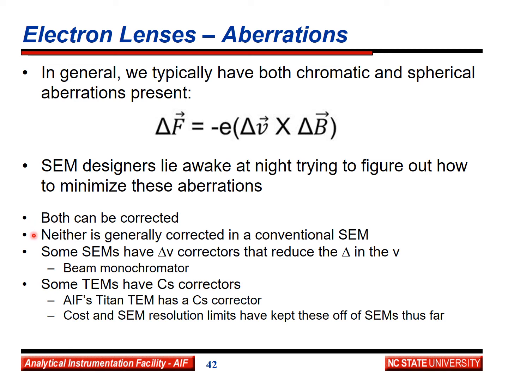Neither is generally corrected in a conventional SEM. Some SEMs have delta V correctors that reduce the delta in the V, and this is called a beam monochromator. Some TEMs have C sub S correctors. Our Titan TEM has a C sub S corrector. However, cost and SEM resolution limits have kept these off of SEMs thus far, and quite frankly, I don't expect to see them on an SEM anytime soon.